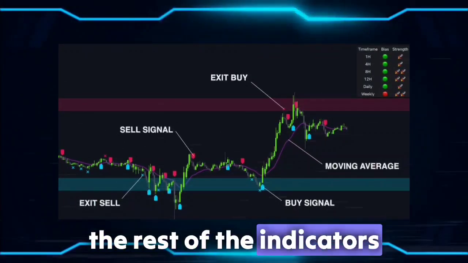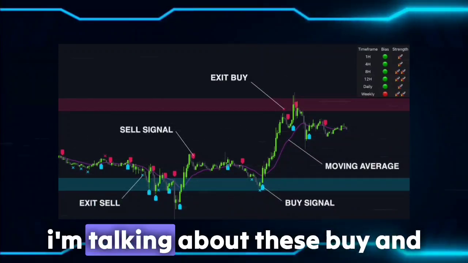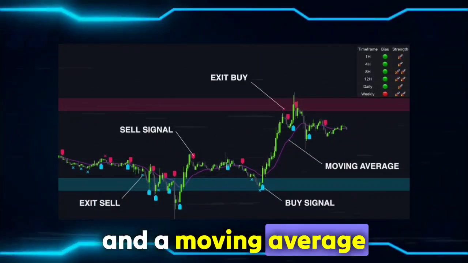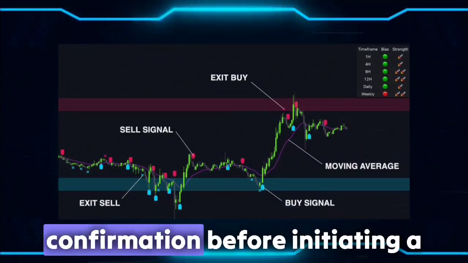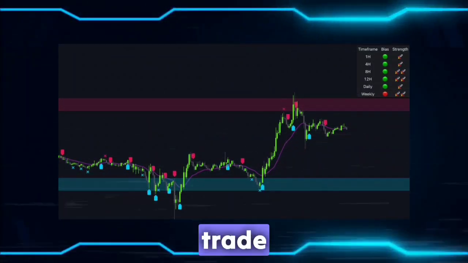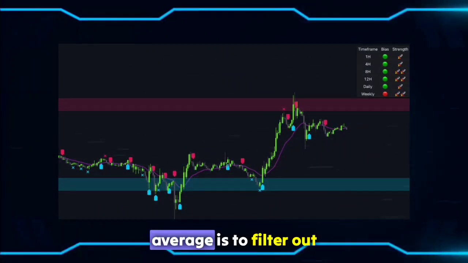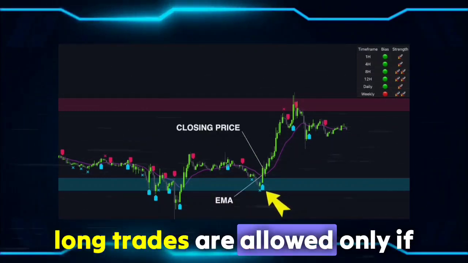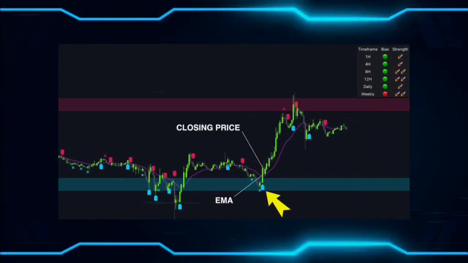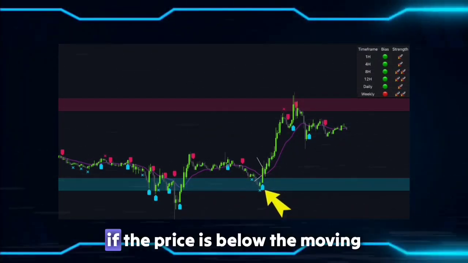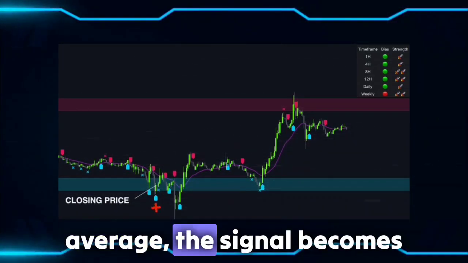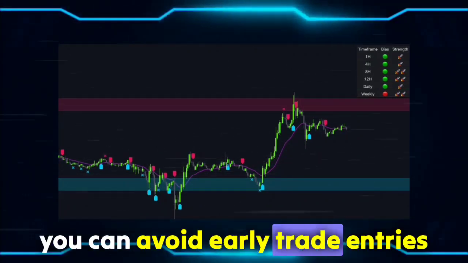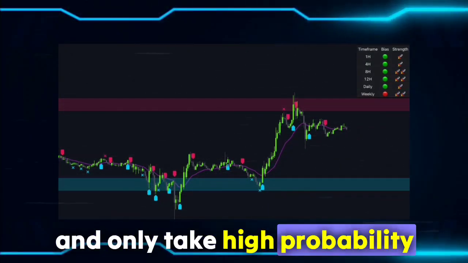The rest of the indicator's features are less significant. I'm talking about these buy and sell signals, exit signals, and a moving average. These components serve as final confirmation before initiating a trade. The main purpose of this moving average is to filter out fake signals. For instance, long trades are allowed only if the price is closed above the EMA at the time an alert is given. If the price is below the moving average, the signal becomes invalid. With this rule in place, you can avoid early trade entries and only take high probability signals.